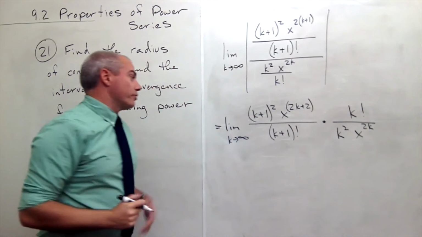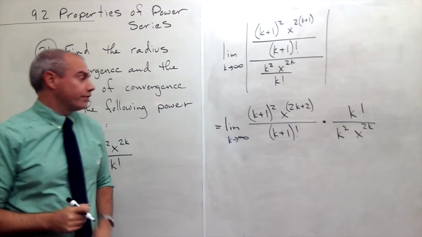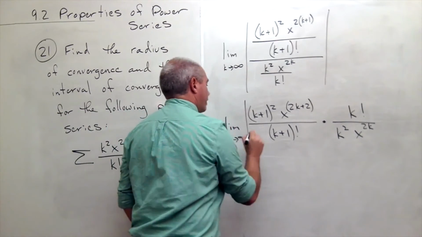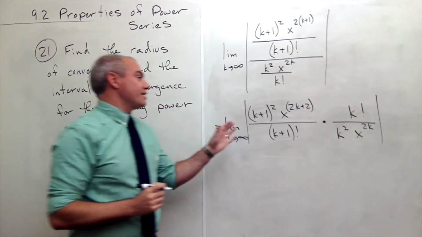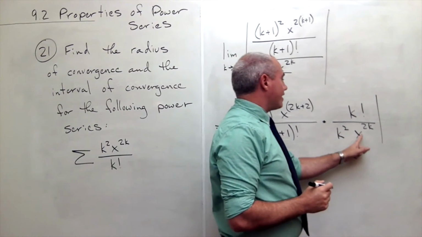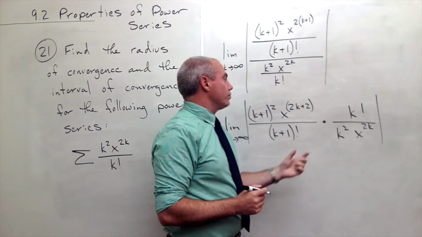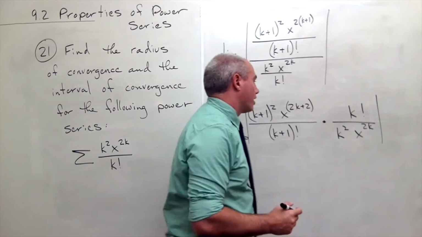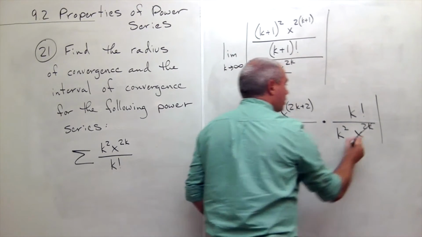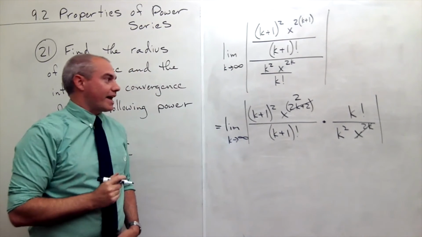All right, so now the question is, what cancels here? How can I simplify this down? Let's not forget our absolute values. Okay, how can I simplify this? Well, I have x to the 2k on the bottom, and I have x to the 2k plus 2 on the top. So I have 2 more x's on top than I do on the bottom. So I can cancel all of these with almost all of these. I'll just be left with an x squared.